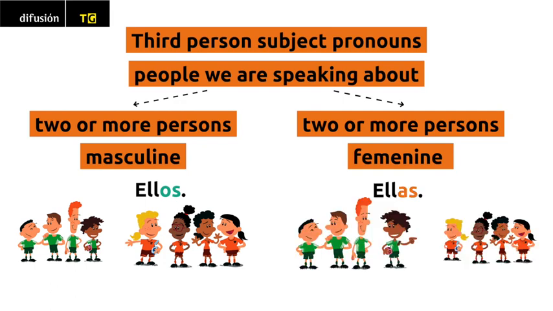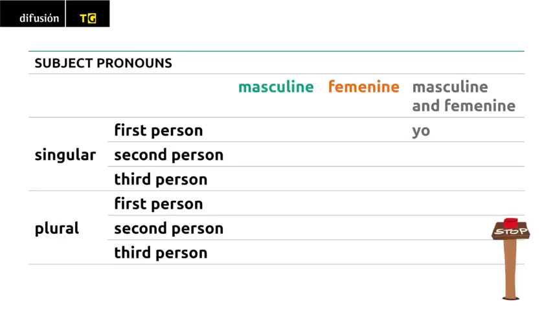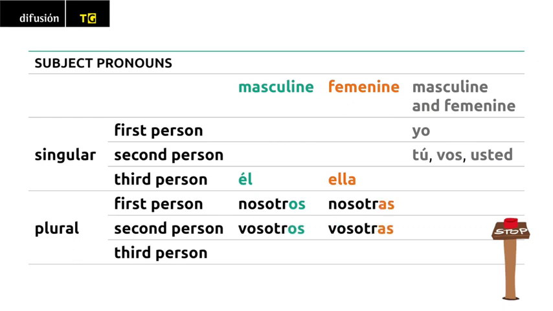In today's society, trends include a healthy debate regarding possible formulas to represent non-binary persons. Subject pronouns. Forms. Here are the subject pronouns in Spanish. Yo. Tú. Vos. Usted. Él. Ella. Nosotros. Nosotras. Vosotros. Vosotras. Ustedes. Ellos. Ellas.